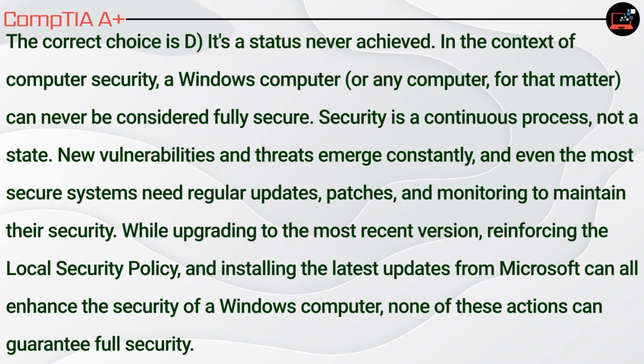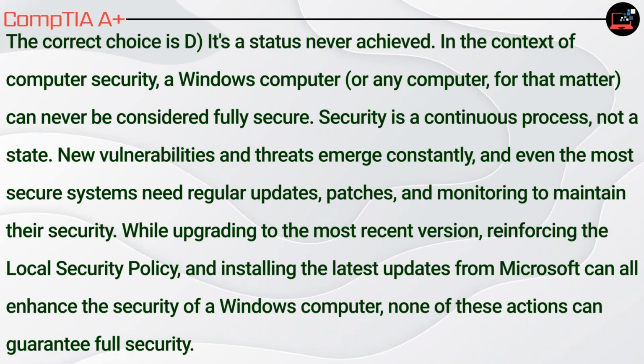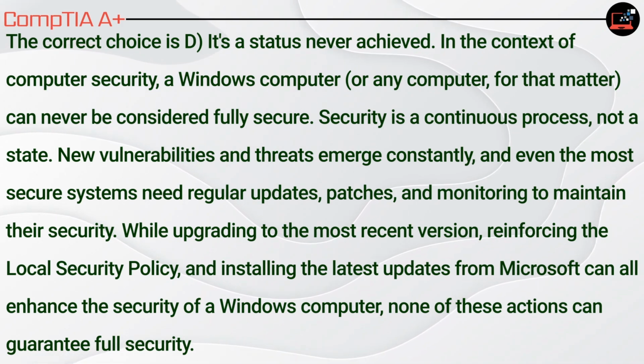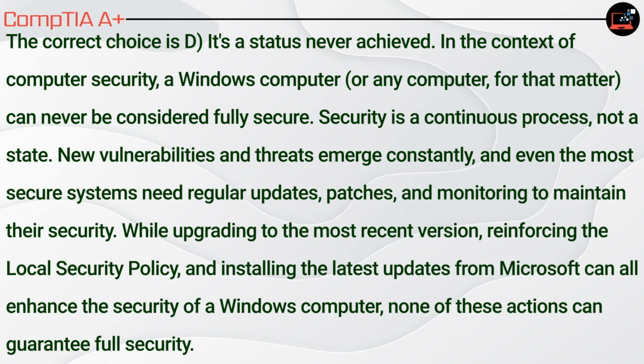The correct choice is D. It's a status never achieved. In the context of computer security, a Windows computer, or any computer for that matter, can never be considered fully secure. Security is a continuous process, not a state. New vulnerabilities and threats emerge constantly, and even the most secure systems need regular updates, patches, and monitoring to maintain their security. While upgrading to the most recent version, reinforcing the local security policy, and installing the latest updates from Microsoft can all enhance the security of a Windows computer, none of these actions can guarantee full security.